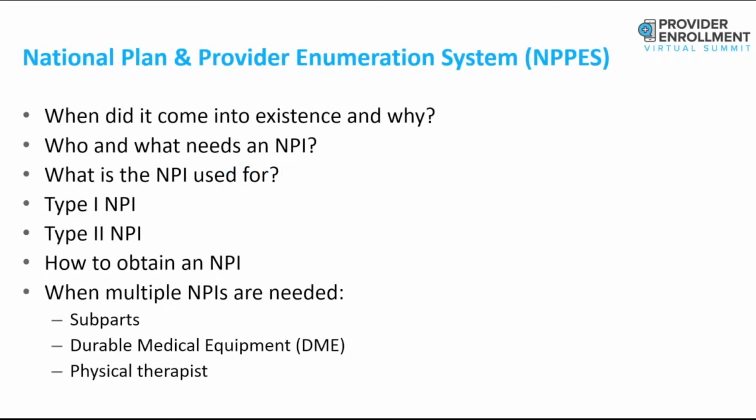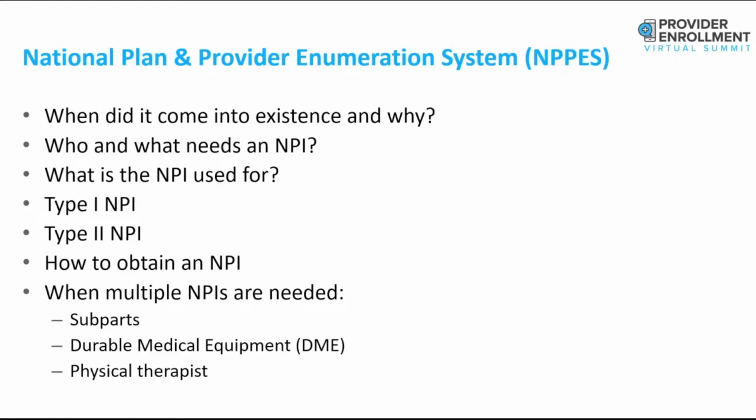Discuss the National Provider and Plan Enumeration System, NPPES. When did it come into existence? Well, first of all, one of the administrative simplification provisions of the Health Insurance Portability and Accountability Act of 1996, in other words, HIPAA, and this is going to be Title II of HIPAA. So it required the Department of Health and Human Services to adopt a national standard for uniquely identifying healthcare providers. The purpose of these provisions was to improve the efficiency and effectiveness of the transmission of administrative healthcare transactions.